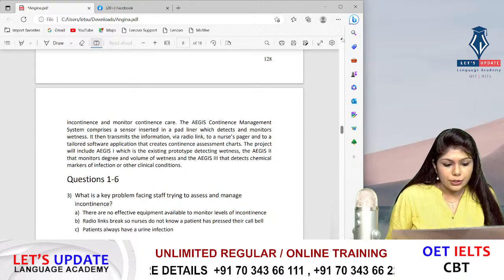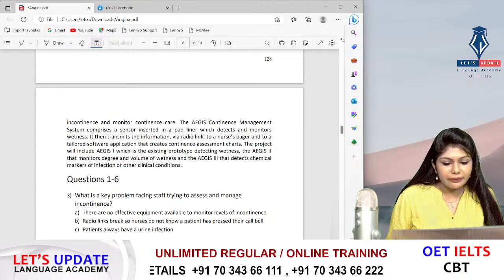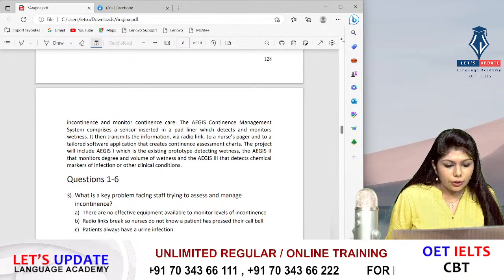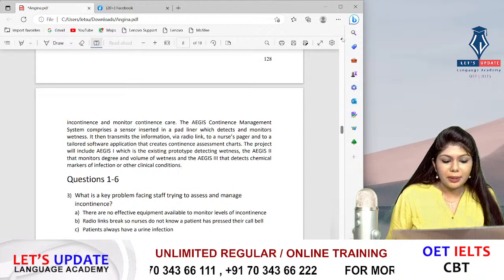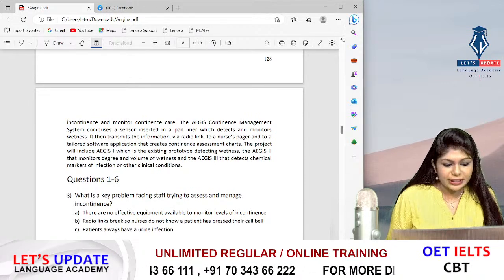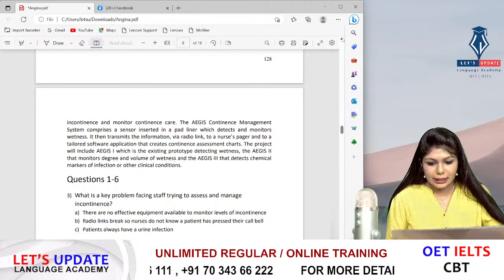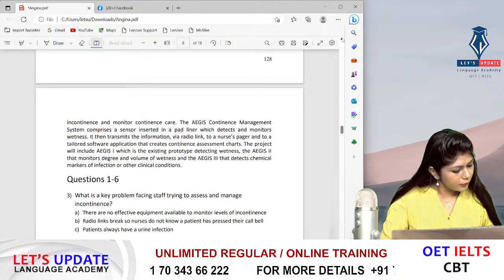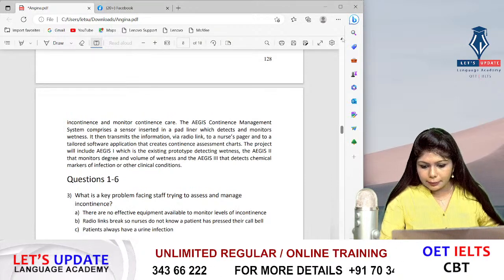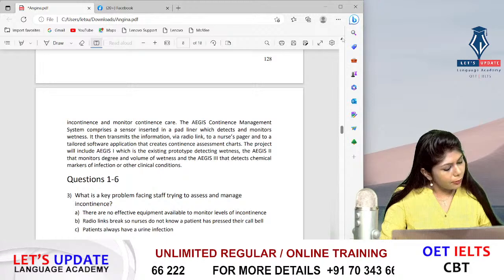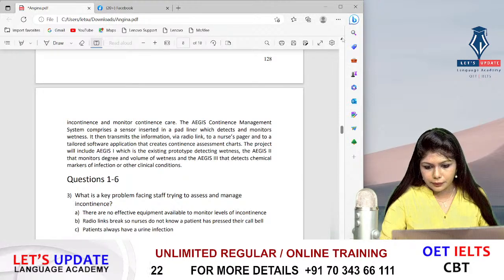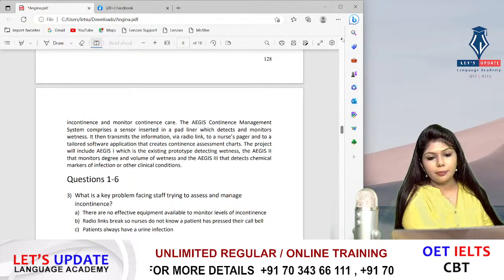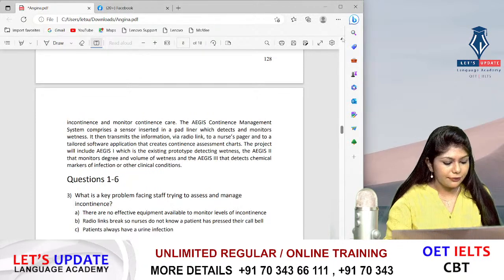The options are: A, there is no effective equipment available to monitor levels of incontinence. B, radio links break, so nurses do not know a patient has pressed their call bell. C, patients always have a urinary. So these are the three options. What do you think the answer is? I can see some of you have responded with A, and Priya Ammo has responded with A. Anjana has responded with C. More of you can put in your choice of answers in the comment section on Facebook.